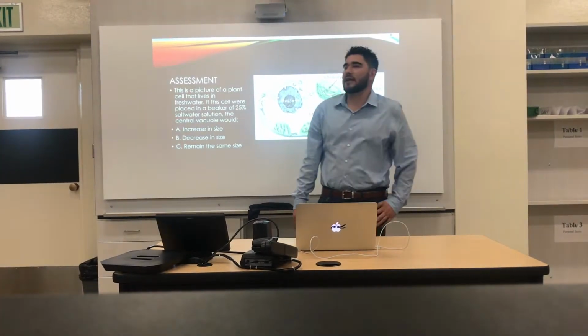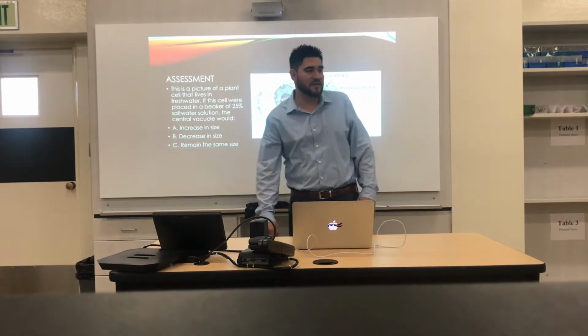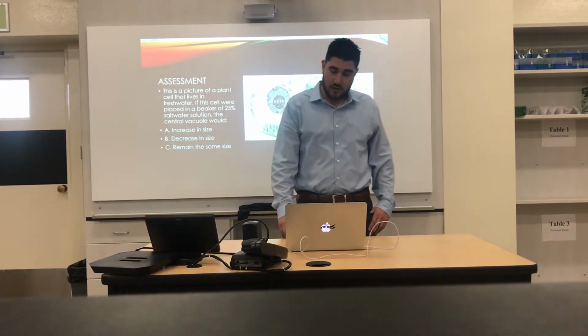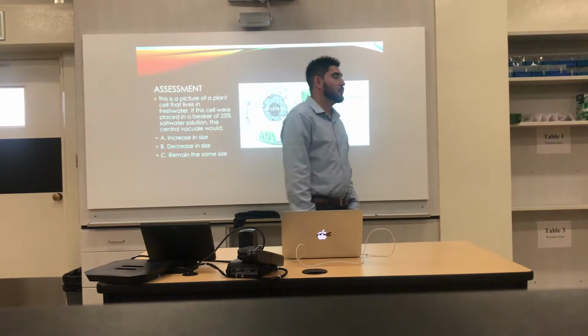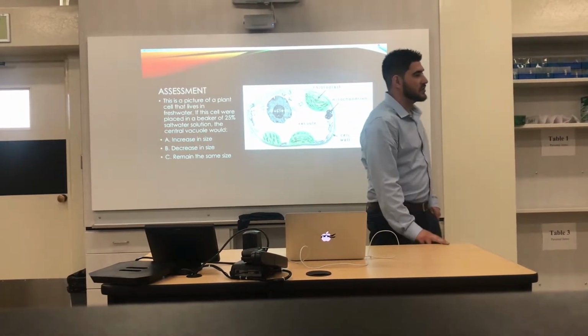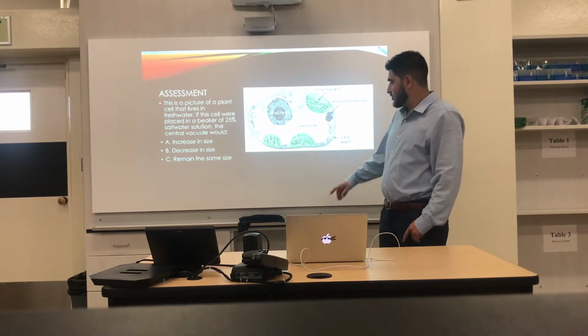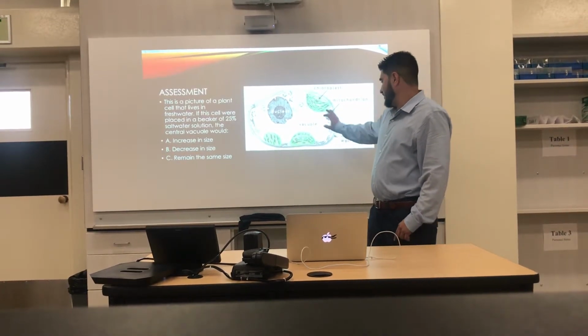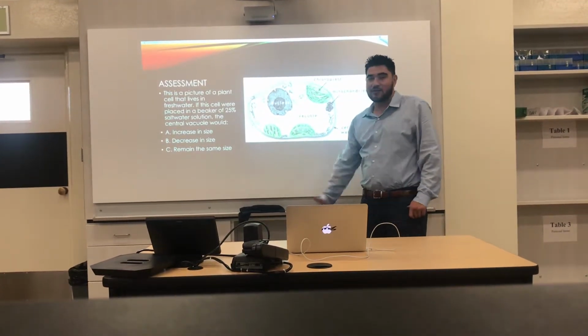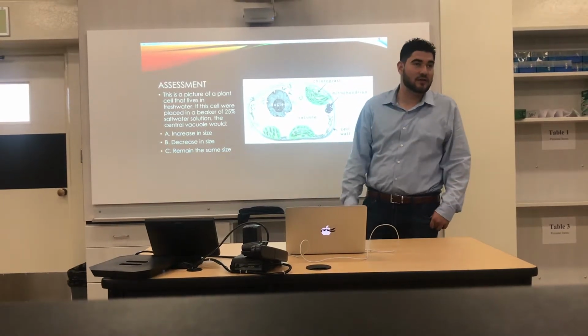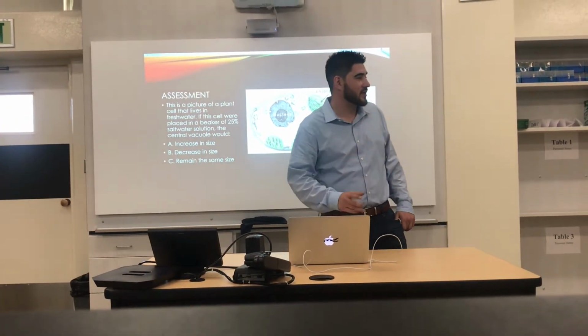Okay, you guys figured it out? Convinced everybody of the right answer? So the actual answer is going to be B. It will decrease in size. Now why is that? Well, as you can see, most of the plant cell is made up by this central vacuole, and it's a good majority of it. And the central vacuole holds the water inside the cell.